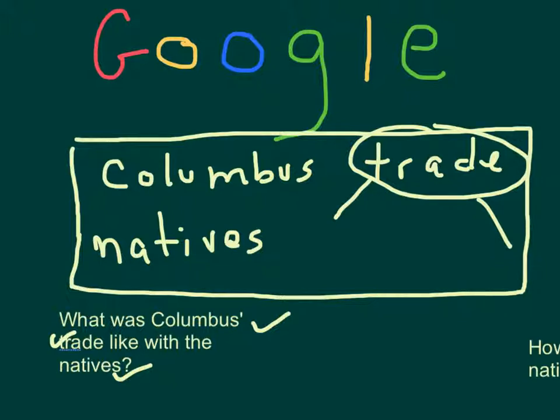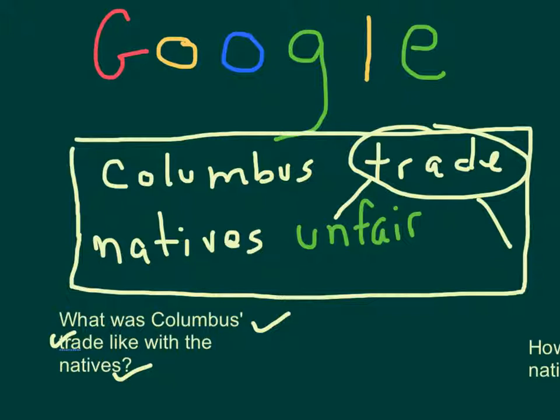So let's think about it. When we studied Columbus, when we read the book Encounter by Jane Yolen, we learned that trade between Columbus and the natives was unfair. So that has something to do with Columbus's trading with the natives. So when we type in our keywords in the box, we can also add the word unfair.